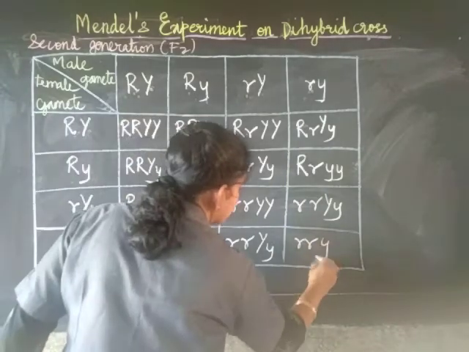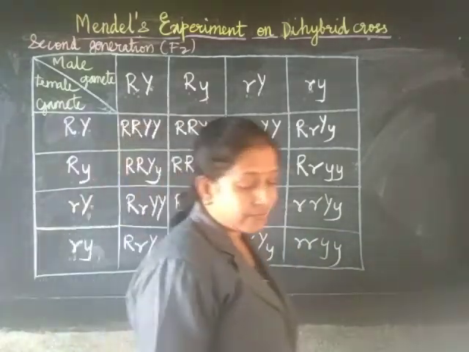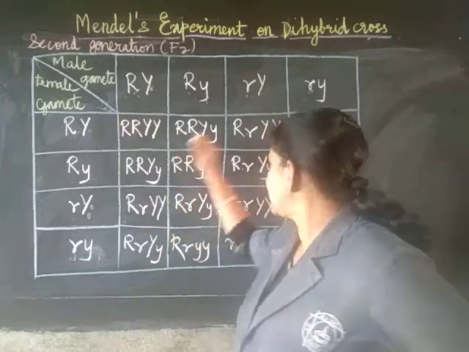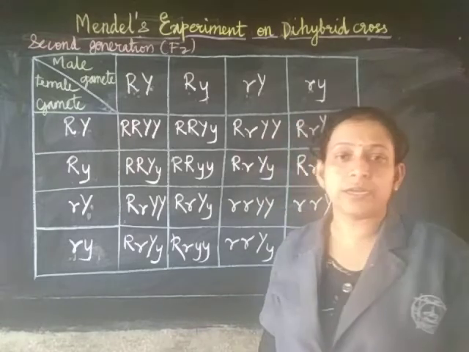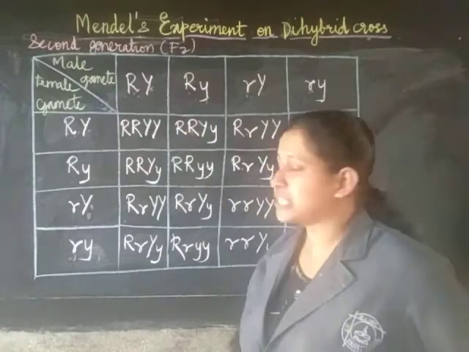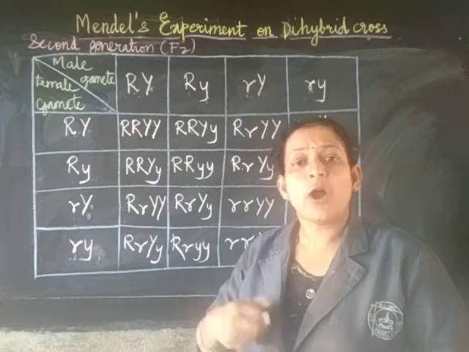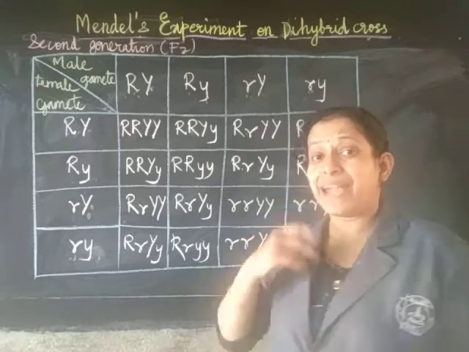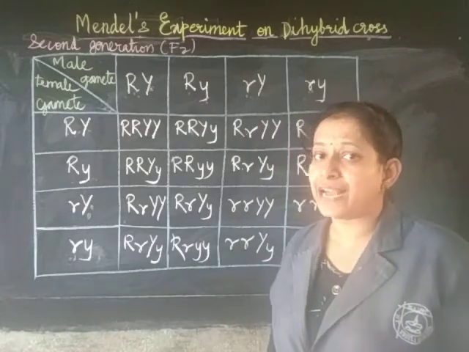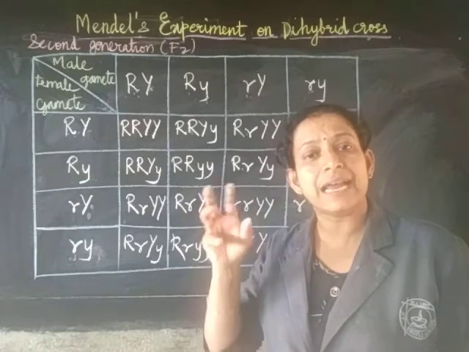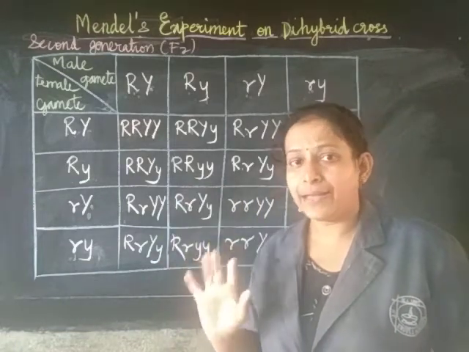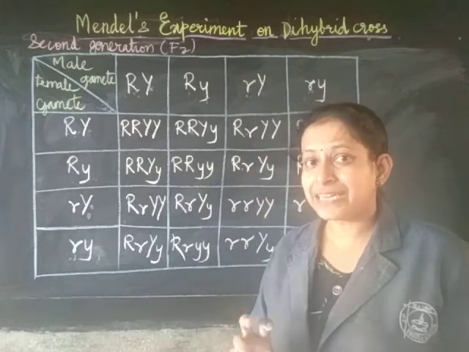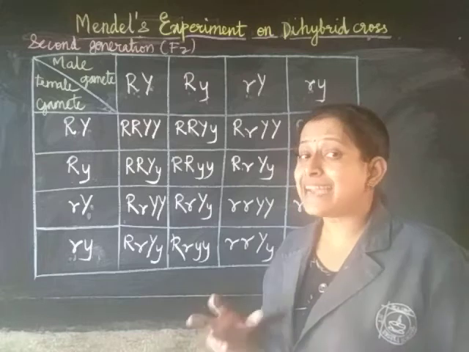Now there were altogether 16 different combinations. Okay, 16 different combinations were there in the second generation. But out of that, how many were rounded and yellow and how many were wrinkled and green? Let's see the first parental generation what we are getting. That is capital R, capital Y, capital Y. That was pure rounded and yellow seeds, correct? And wrinkled and green seeds.